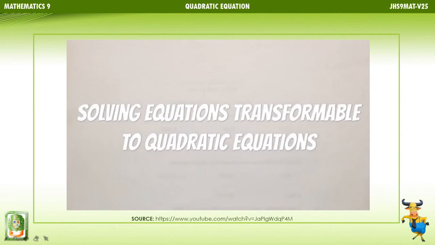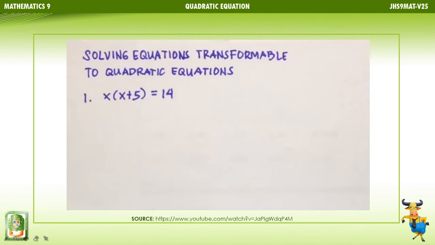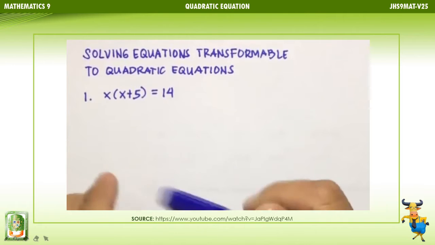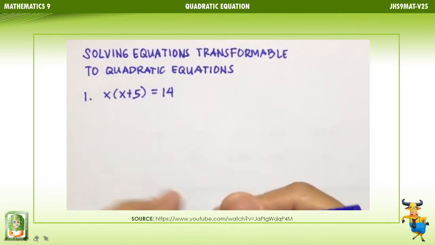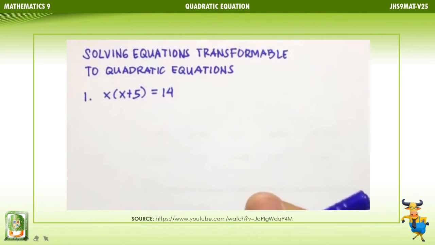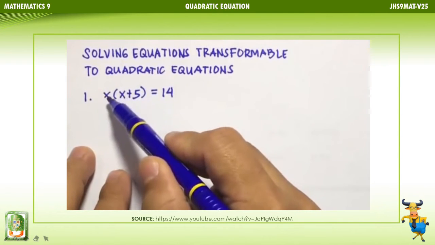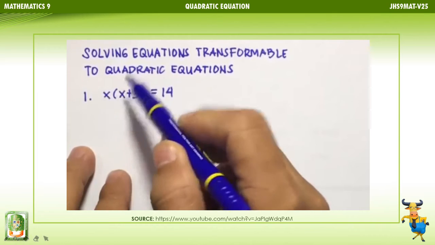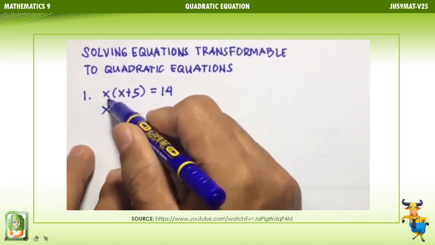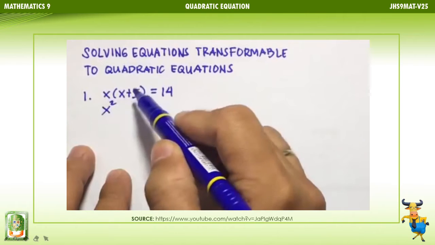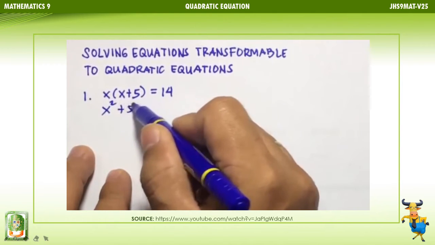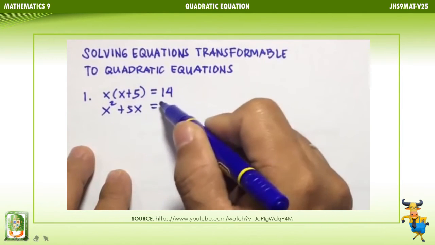Solving equations transformable to quadratic equations. Number 1. x times the quantity of x plus 5 equals 14. So what we're going to do here first is distribute x. So we're going to have x times x, this will be x squared, and x times 5 is 5x. Then this is equal to 14.